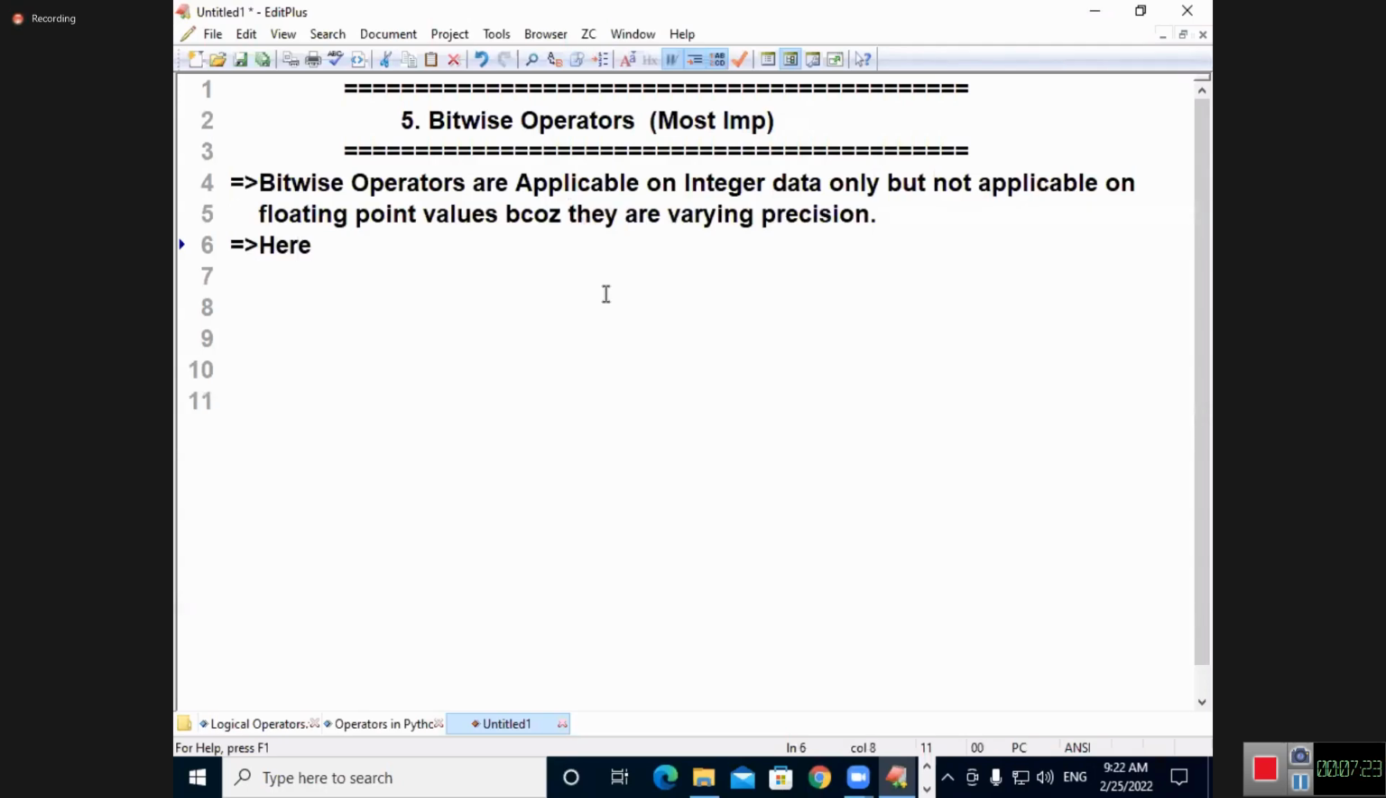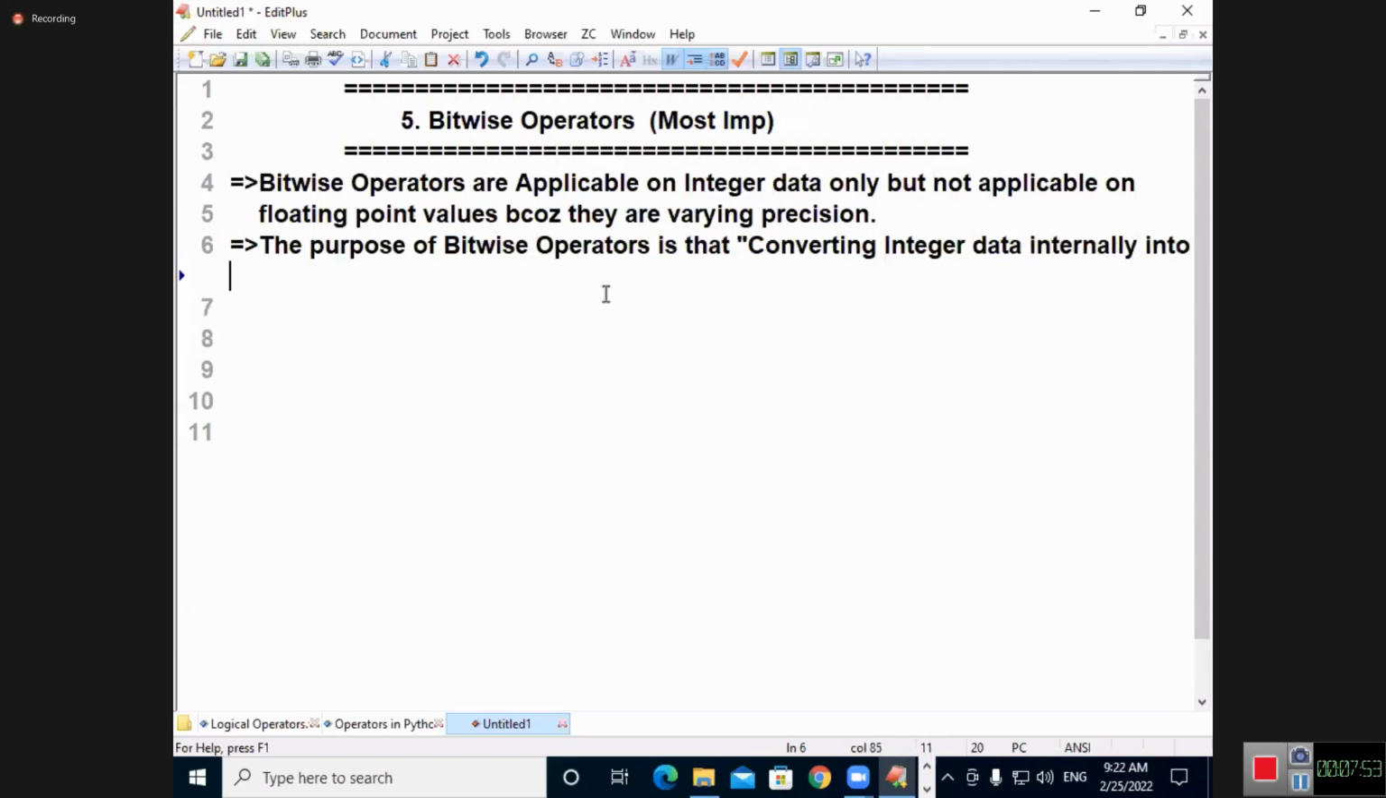What will bitwise operators do internally? I am writing the overall purpose of bitwise operators, not each operator's purpose. The purpose of bitwise operators is converting integer data internally into binary format and performing binary operations in the form of bit by bit. That's why they are named bitwise operators.